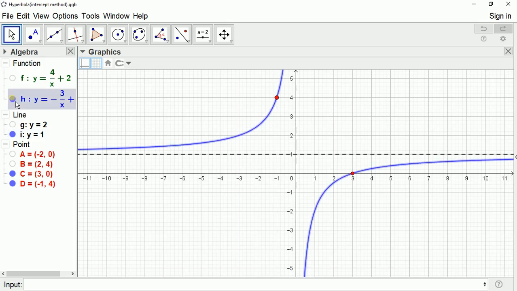And so at the end, this is what my drawing will look like. Clearly there you can see the asymptotes not touching, and we only calculated these 2 points. And this is how we construct any hyperbola using the intercept method.